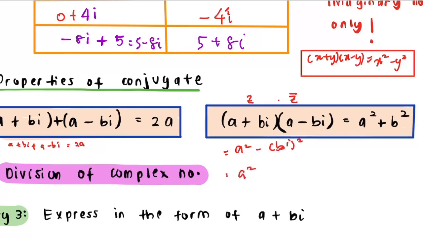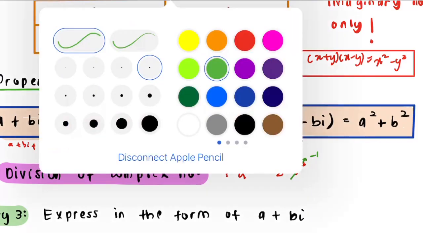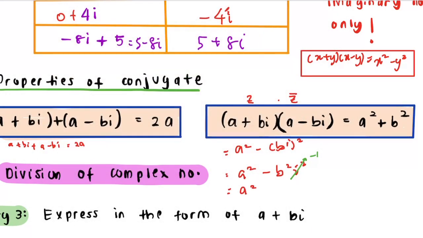A squared is already simplified. Let us see here, what is bi squared? This is equal to b squared times i squared. Whenever you see i squared, straight away change it to minus 1. So minus times minus, now this becomes a squared plus b squared. This is the proof of this property. So after this, if you meet the multiplication of the conjugate, a plus bi multiplied by a minus bi, just use the shortcut a squared plus b squared.